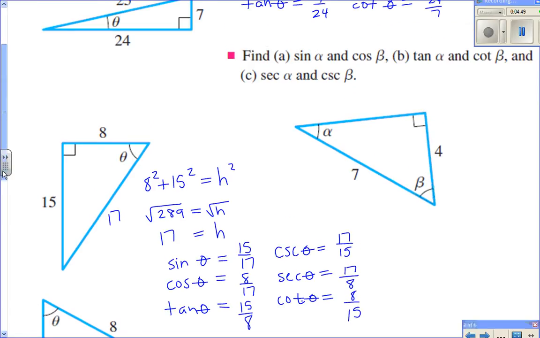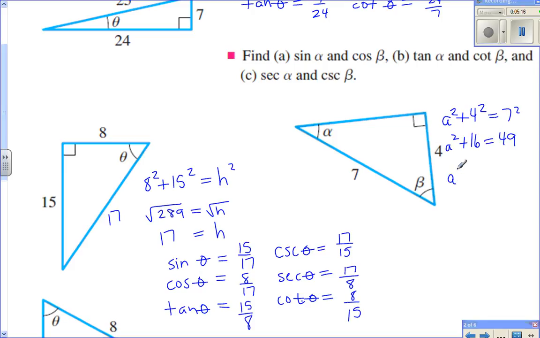Now on our last one on this page, they want us to find a few different things. So we want sine of alpha and cosine of beta. The first thing that you'll want to do is figure out what this side is though. So again, you'll have to do the Pythagorean theorem for that. So you would have a squared plus 4 squared equals 7 squared. So a squared plus 16 equals 49.